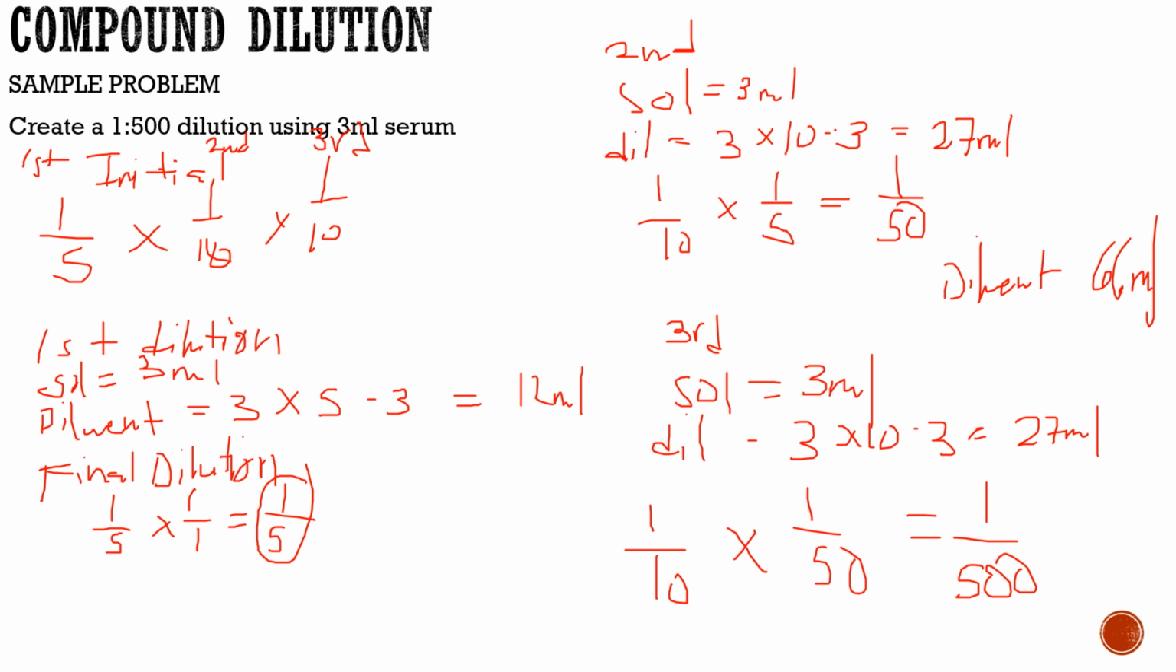You just need to identify first ano yung mga possible smaller or initial dilutions that could lead to the target dilution which is given. Okay? So let's continue. Now let's go to the more complex type of compound dilution, the so-called serial dilution.